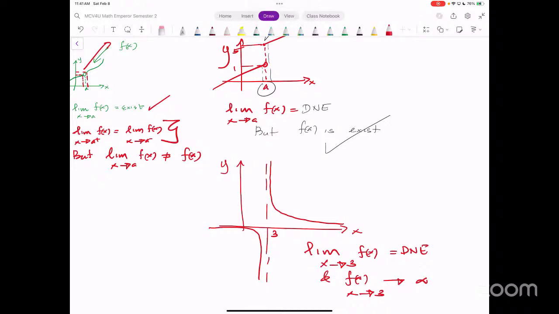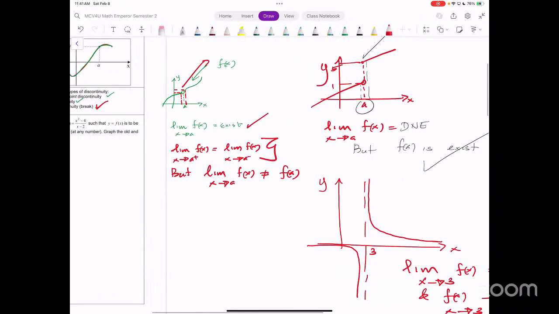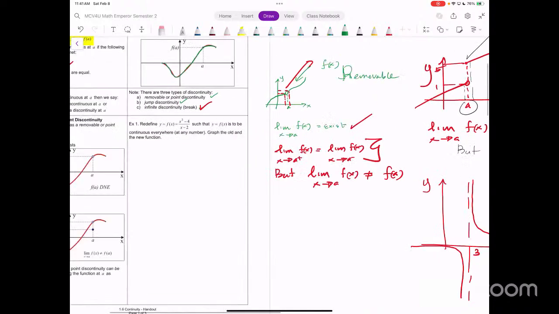So for the first one you said, that's just the removable discontinuity, and then the second one is jump discontinuity, and the third one is removable. This is jump, yes. This is infinity. Make sense? Okay.